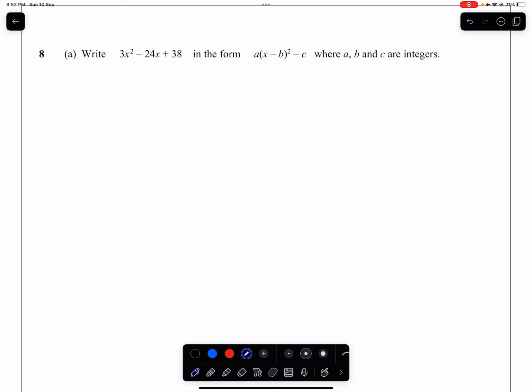Question 8. We're told to write the quadratic 3x squared minus 24x plus 38 in the form a bracket x minus b in a bracket all squared, take away c. This sort of question, when you're being asked to write a quadratic in the form and they give you it looking like that, is completing the square. So we need to complete the square for our 3x squared minus 24x plus 38.